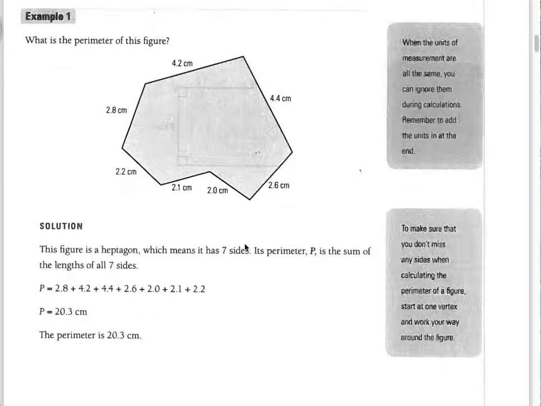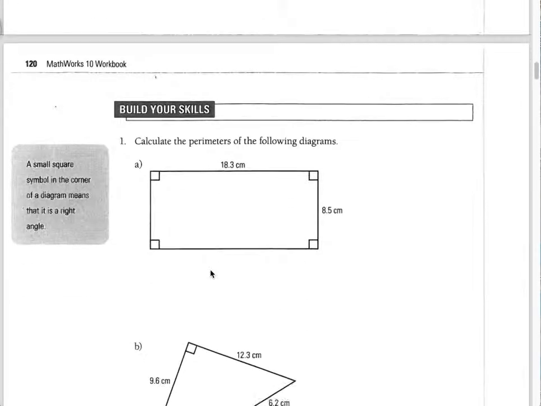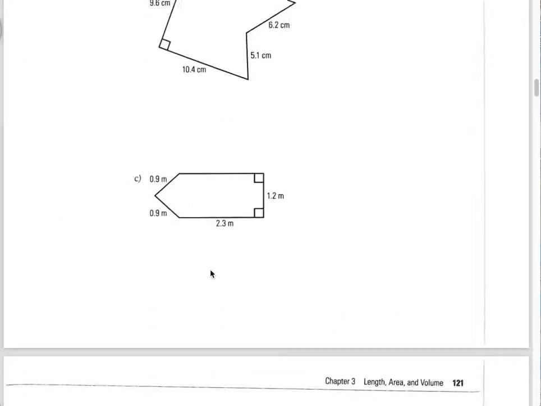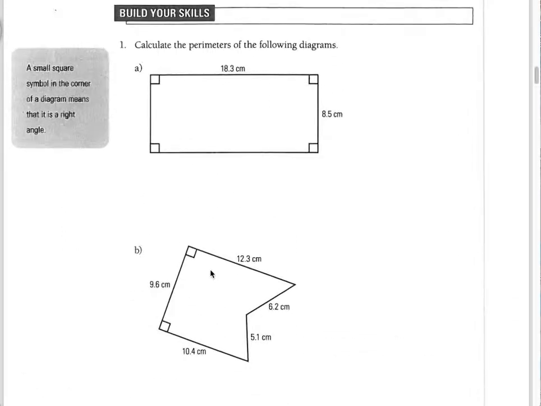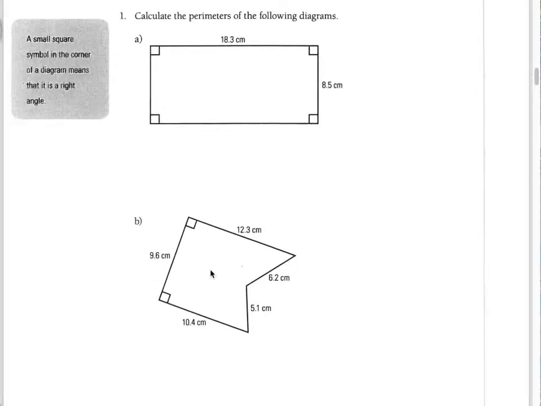How about this? Example 1 here has an odd shape, but at least all the sides are marked. And simply the perimeter is all these different side lengths added up. So in this case it adds up to 20.3 centimeters if we add all the sides up. Okay, so this is a fairly straightforward section. It shouldn't take you very long. Building up your skills. Just a reminder of what perimeter is.